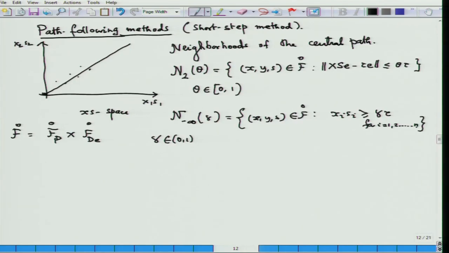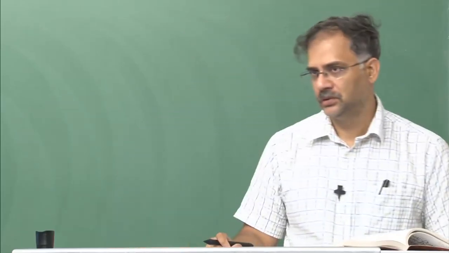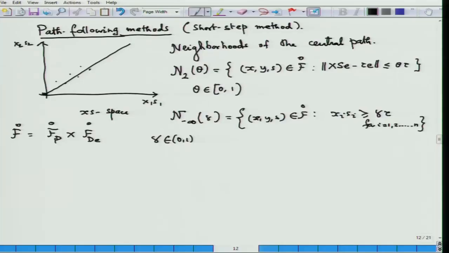So, for us it is important to know how this sort of neighborhoods look like. If you look at this, how does this sort of neighborhood look like? So, what is this? This is a Euclidean norm, right?